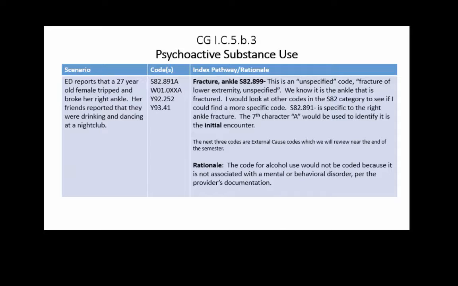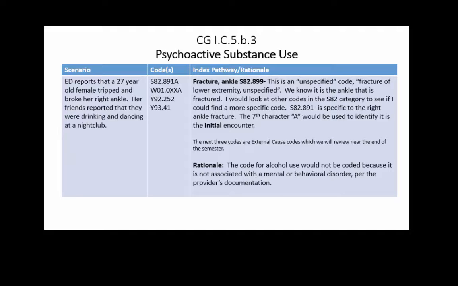So as a professional coder, you would go to the S82 category, to the top of this category of codes, to see if I could find a more specific code, and I do. S82.891- is specific to the right ankle fracture, so I have chosen a more specific code. You always want to code with as much specificity as you can. The 7th character A would be used to identify it is the initial encounter, and that 7th character would be added to the S82 code.